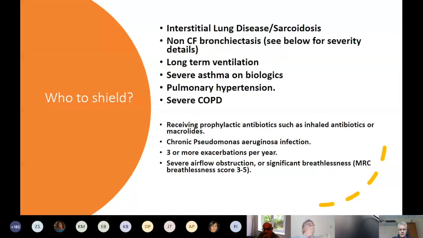In terms of shielding, the Thoracic Society and NHS England have come up with a sort of strategy for that, and I'm sure you're probably all aware of this.